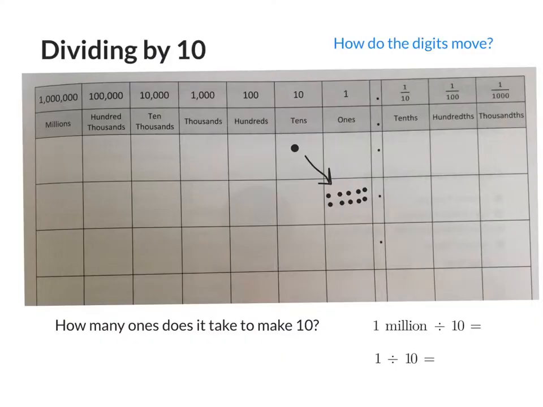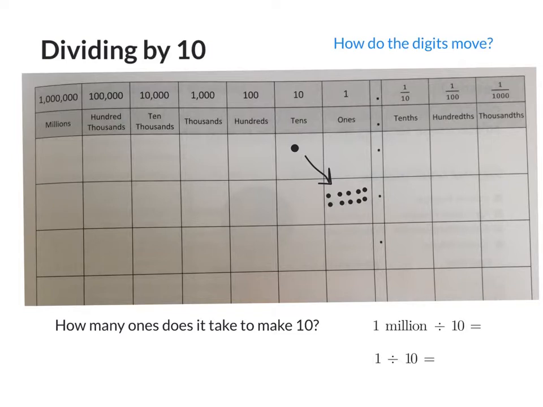If I have 1/10, and I want to split that 10 into ones, how many ones does it take to make 1/10? If I give you a $10 bill and I say, hey, can you turn that $10 bill into $1 bills? How many $1 bills do you need? 10. It takes 10 ones to make 1/10.